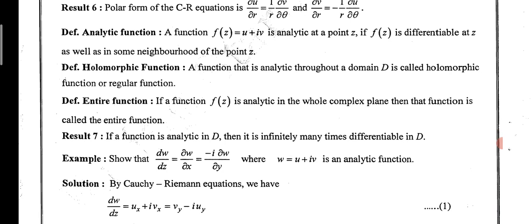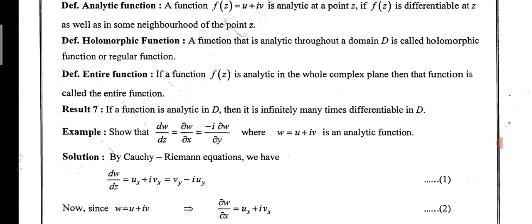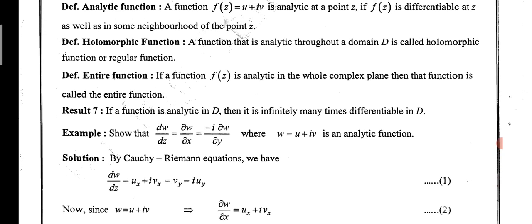Result 7. If a function is analytic in domain D, then it is infinitely many times differentiable in domain D. The example: show that dw/dz = ∂w/∂x = -i ∂w/∂y, where w = u + iv is an analytic function.